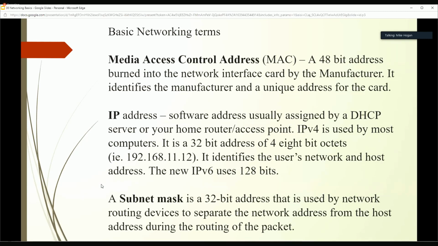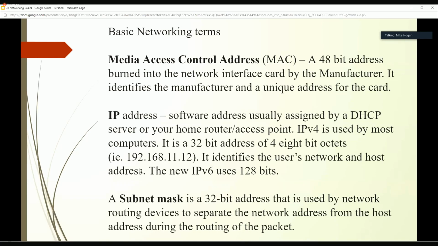And then we also have what we talk about in terms of subnet mask. This is a 32-bit address that we use to pull apart the portion of the IP address that is the network and the portion that is the host. For example, with 192.168.11.12, typically because of the range of this address, the first three octets represent the network. This last octet represents the host.